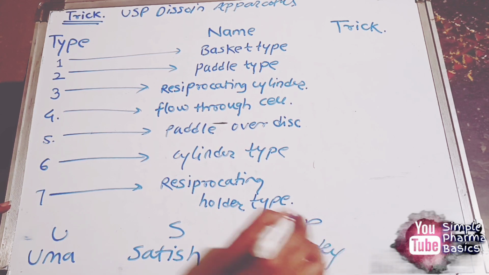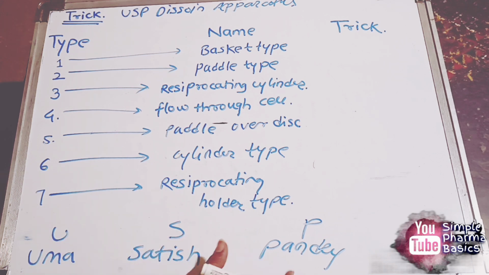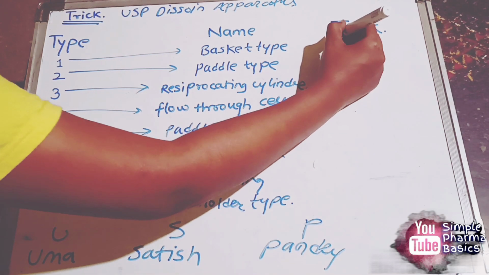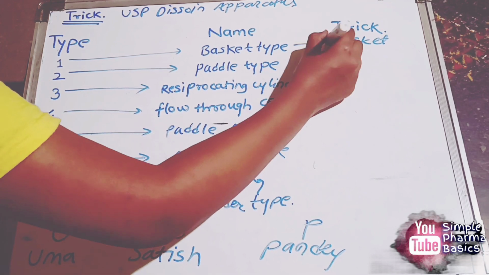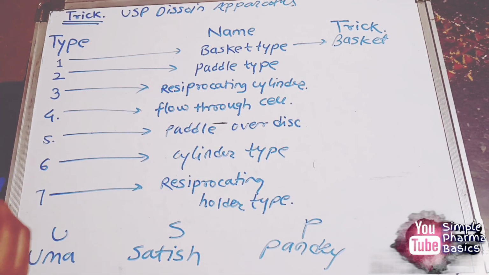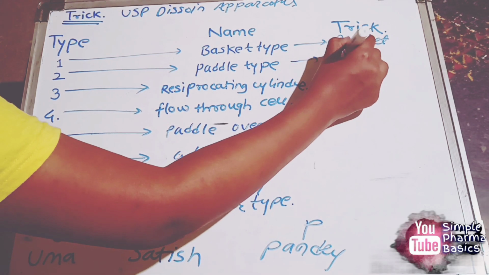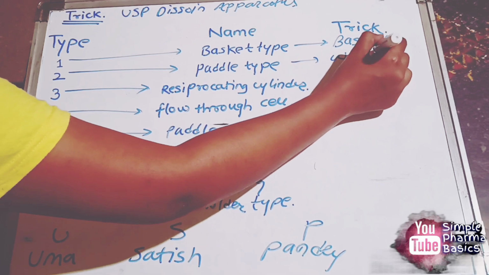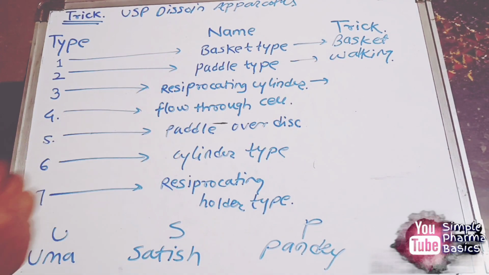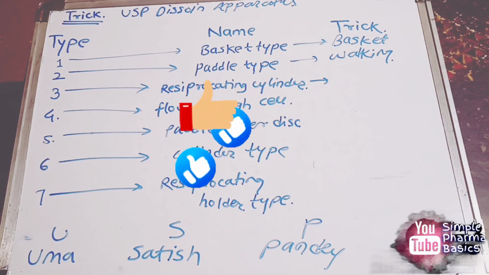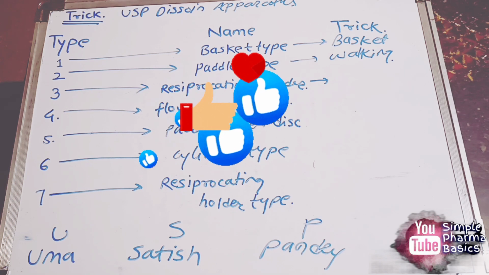A lady by the name Uma Satish Pandey went to the market and bought some grocery, and she kept all this grocery in a basket. She was moving towards her home by walking, and then she noticed that the day is too sunny and she can't walk like this to reach her home.